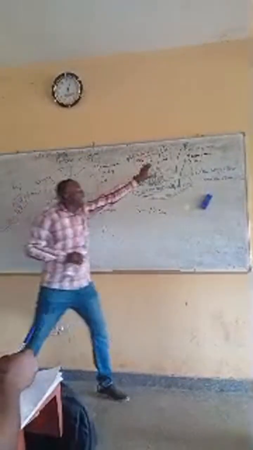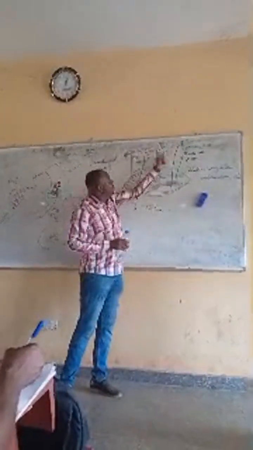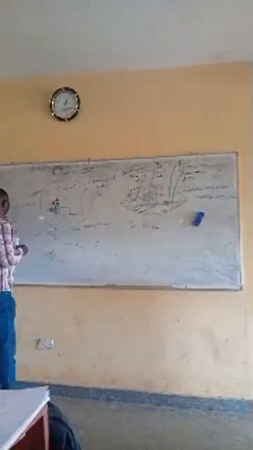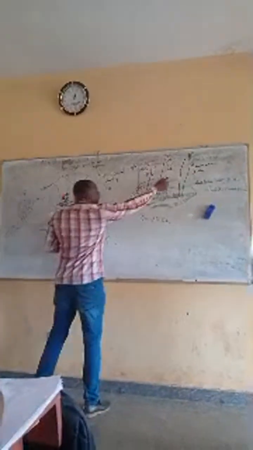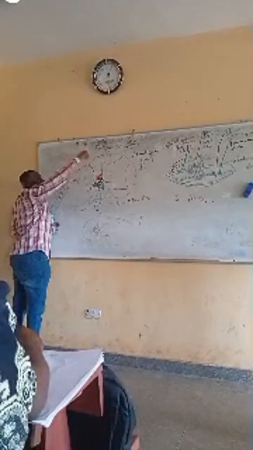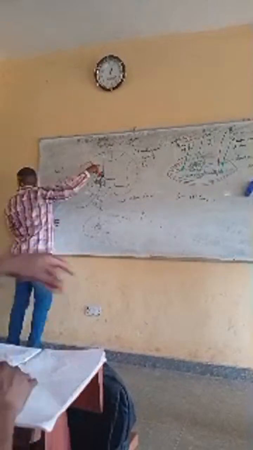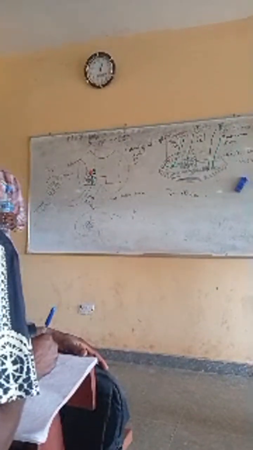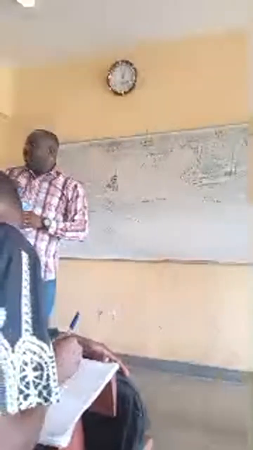So these ones now, where are they going to? They are going to the posterior horn. They will come here and enter the spinal cord via the posterior horn. That is that. It's very simple.